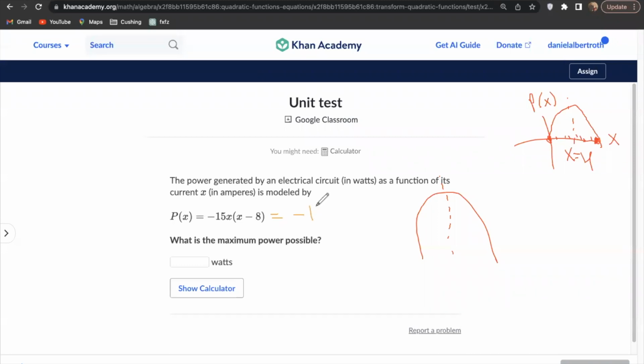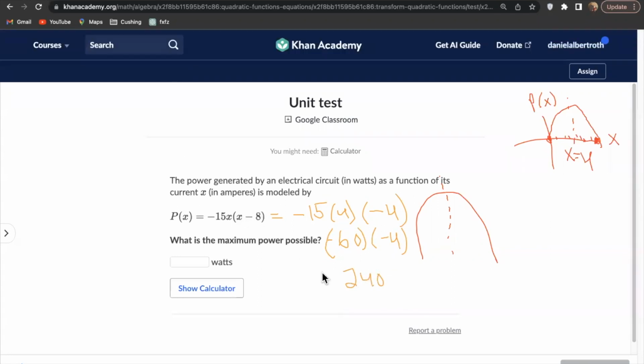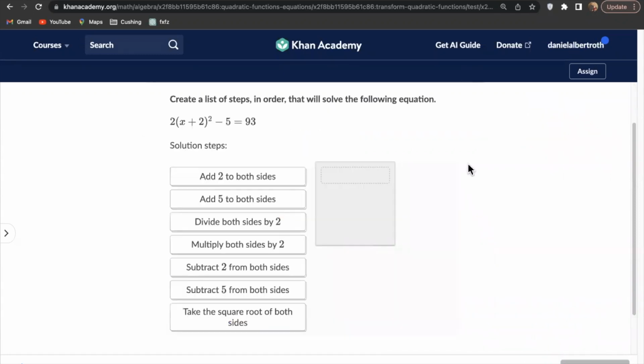So I'm going to get negative 15 times 4 times x minus 8. So 4 minus 8 is negative 4. So negative 15 times 4 is negative 60, and negative 60 times negative 4 is going to give me positive 240. So hopefully that's my answer. When x is 4, when I put in 4 amps, I'm going to get 240 watts of power. I hope. Yeah.